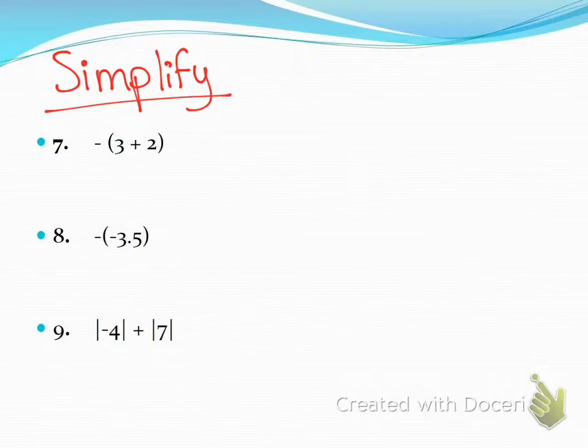On number 7, am I taking the absolute value? No, I don't have bars. Instead, I have parentheses. Now, we haven't covered order of operations yet, but we are going to simplify inside the parentheses first. So if I simplify inside the parentheses, 3 + 2 is 5. The negative sign outside would read the opposite of 5. If you want to write that next to it, that's what this means. The opposite of 5.